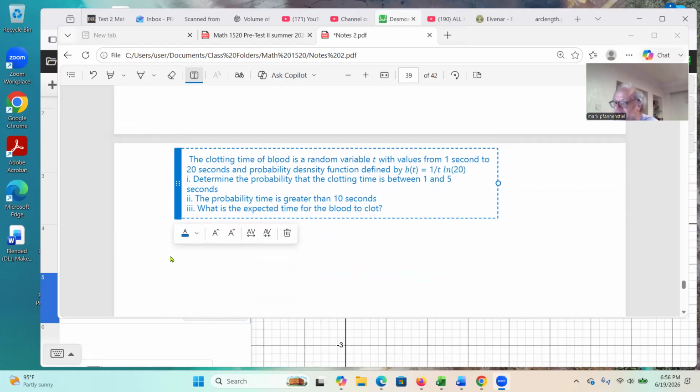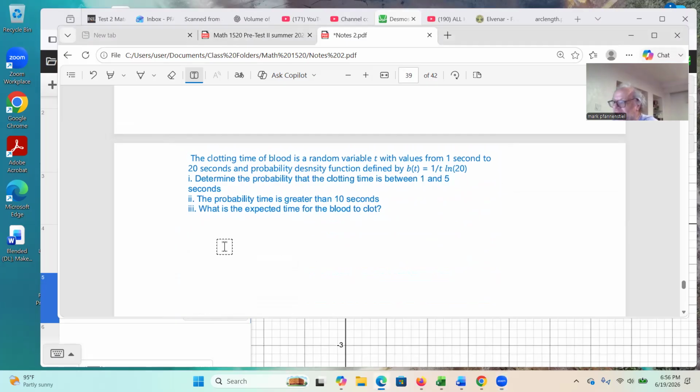So we're just going to set this thing up. Do we have to set up that it is a probability distribution? No, we do not. So what is the probability that clotting time is between 1 and 5 seconds? We're just going to go with the integral between 1 and 5 of 1 over natural log of 20 times t dt. And that's what we're going to figure out, just this integral.